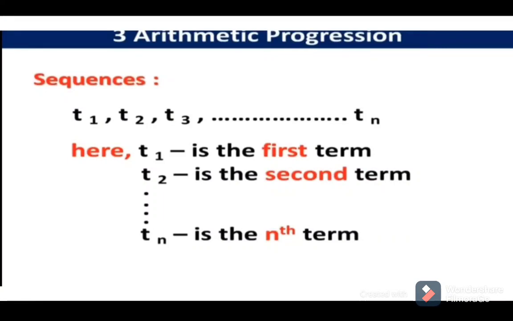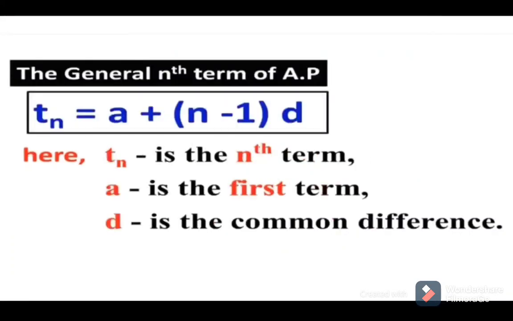of the given sequence. In the given sequence, if the difference between two consecutive terms is constant, then the sequence is called an arithmetic progression. And the difference d can be positive, negative or 0. Let's see how to find the general nth term of a given AP.